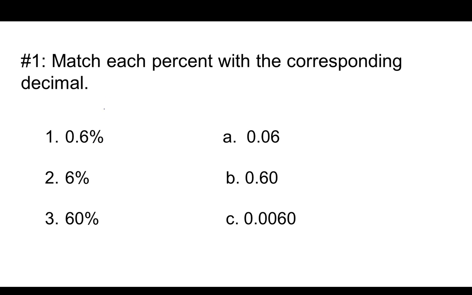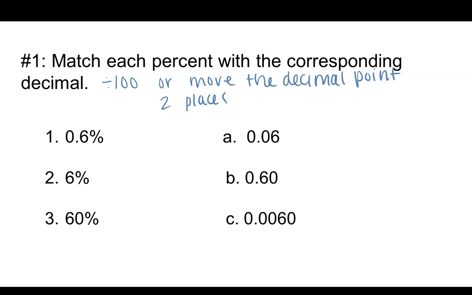So just a reminder, a rule for turning percents to decimals. Well, you can either divide by 100 or move the decimal point two places to the left. Okay, so let's remove that, 0.6. We go to the decimal point. We go to the left. There's nothing there, so we put a 0. So the first one's going to be 0.006, and that's going to match up with C.